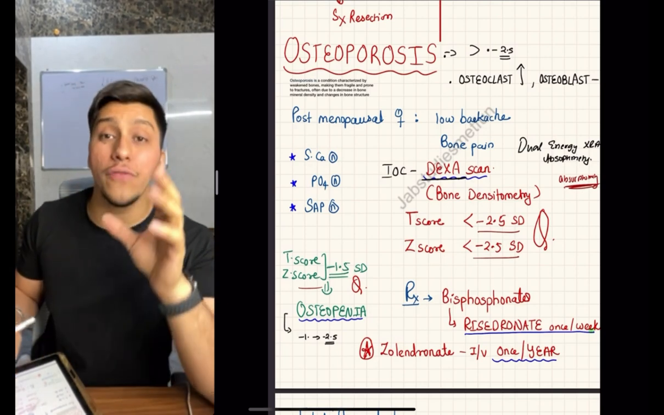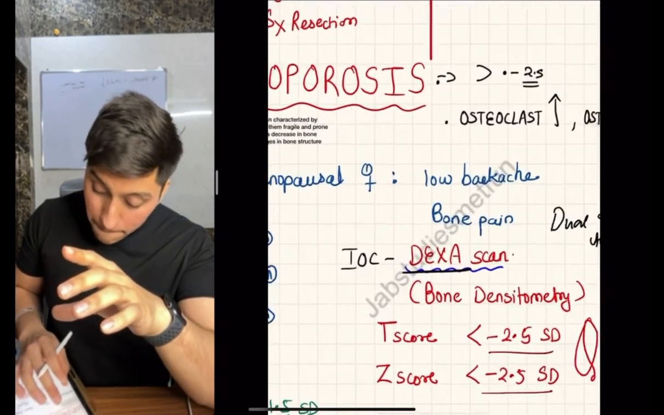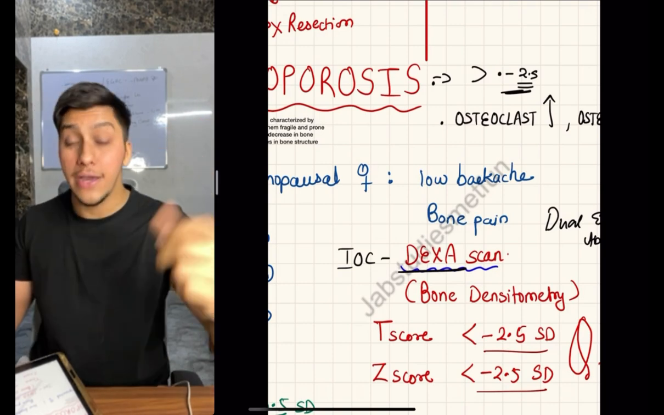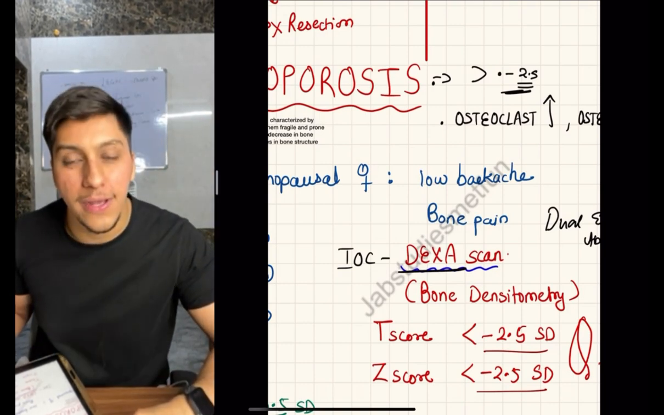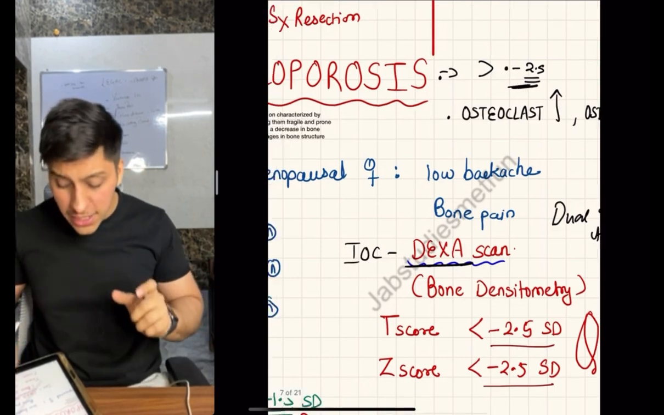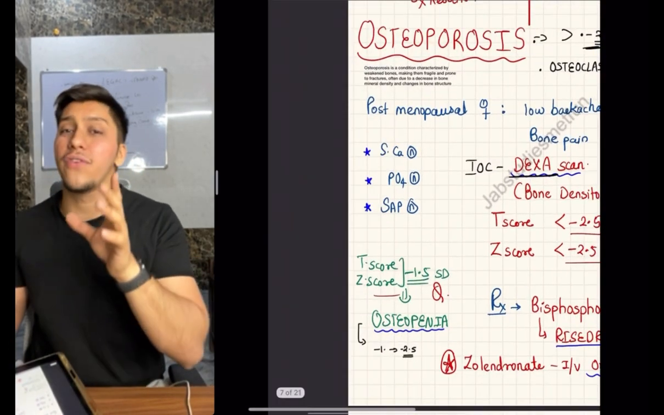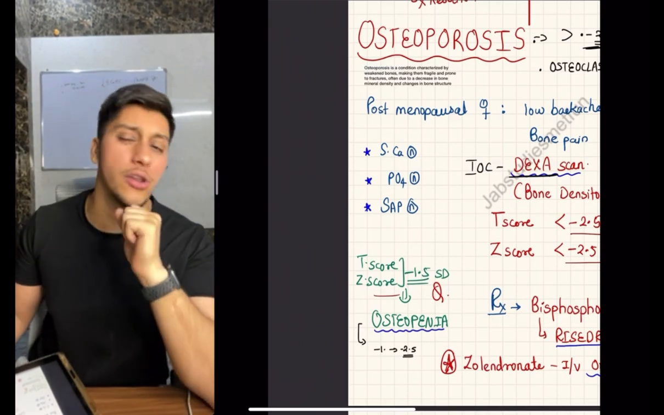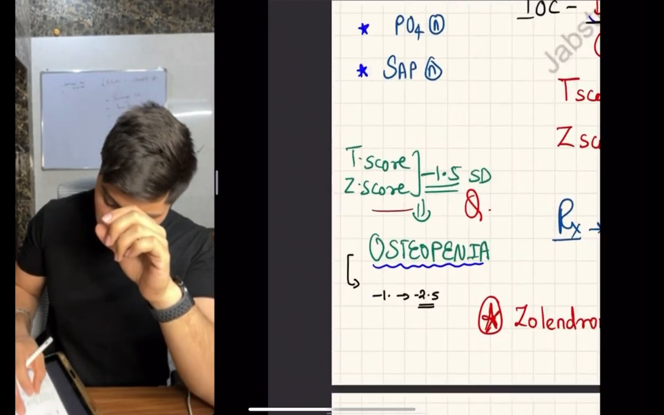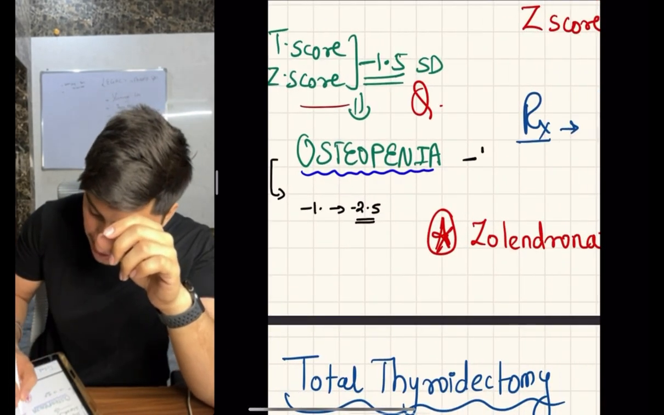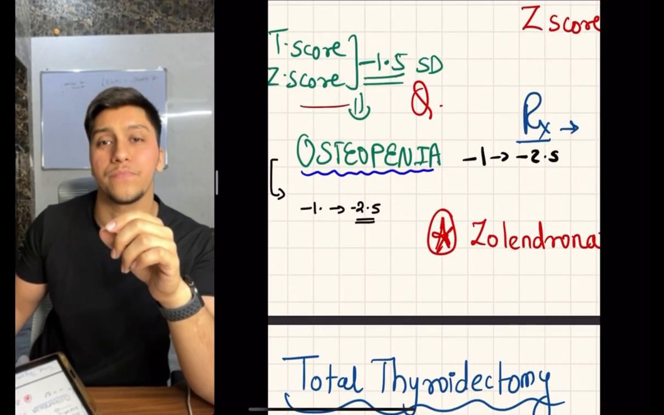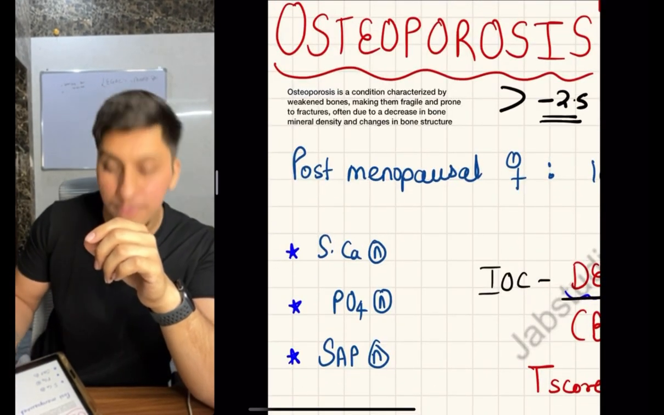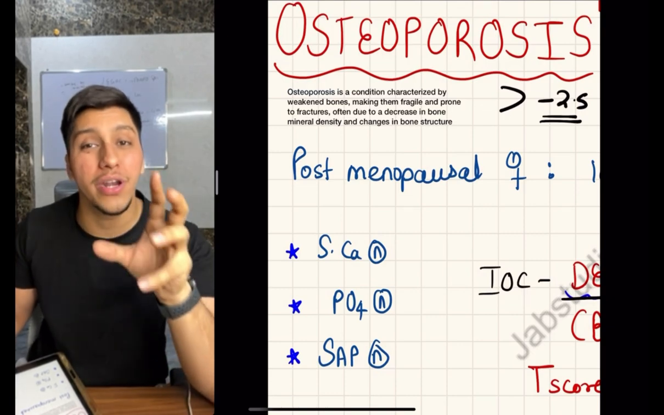Whenever your T score value is below minus 2.5, meaning minus 2.5, minus 2.6, minus 2.7, minus 3, that is known as osteoporosis. Another condition is known as osteopenia. The basic difference is that in both there is decreased bone mineral density, but osteopenia is a less severe condition than osteoporosis, which means the osteopenia level is going to be between minus 1 and minus 2.5. And osteoporosis is going to be beyond minus 2.5. This is basically a bone density issue.